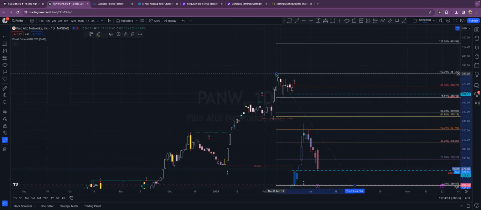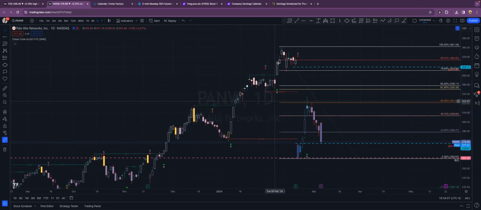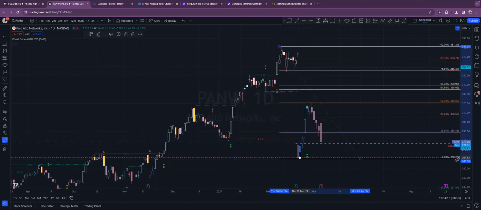What did they do? They came up to the 50% retracement. So next time you see a gap, man, run your fibs, right? Run your fibs real quick. Go ahead and get those fibs up there. Boom. As soon as it pulled back, it came to a 50% retracement. It got hemmed up. Couldn't get through it.